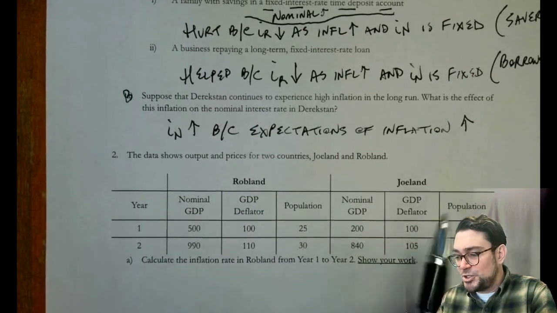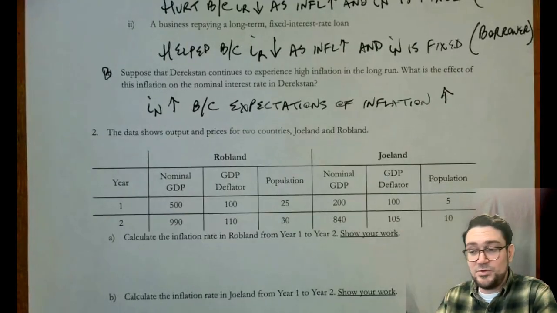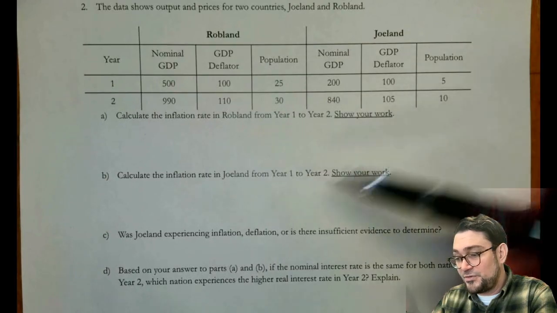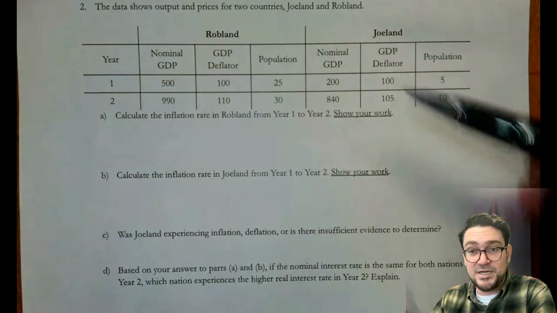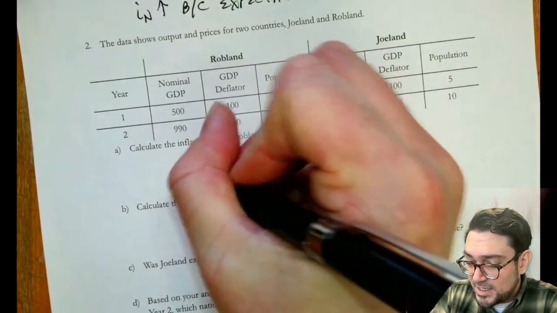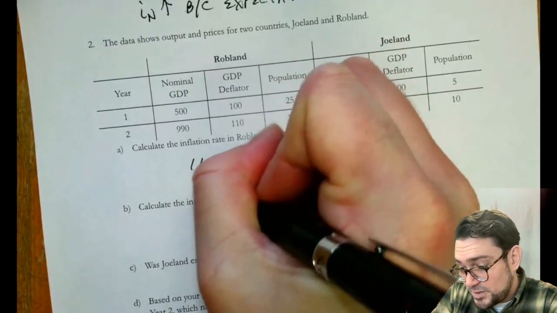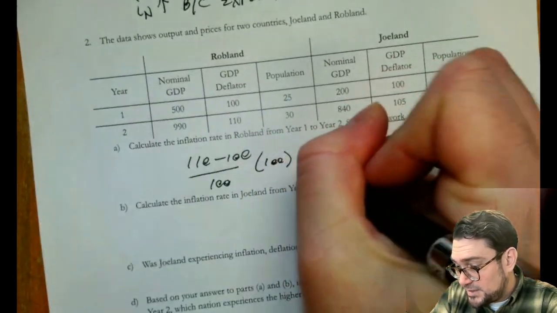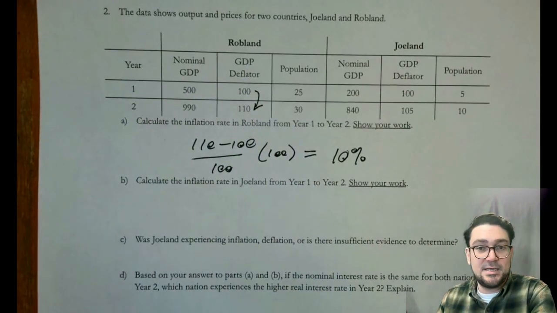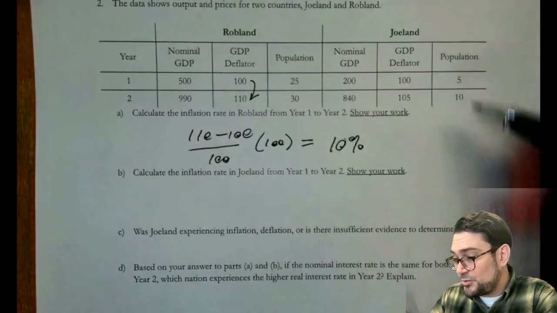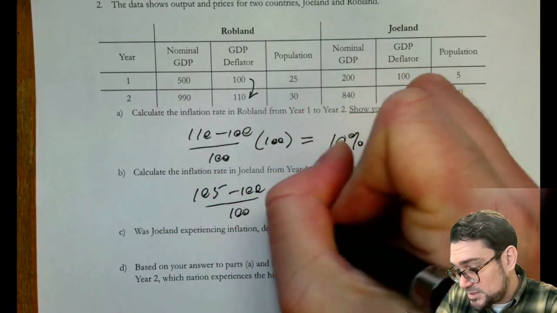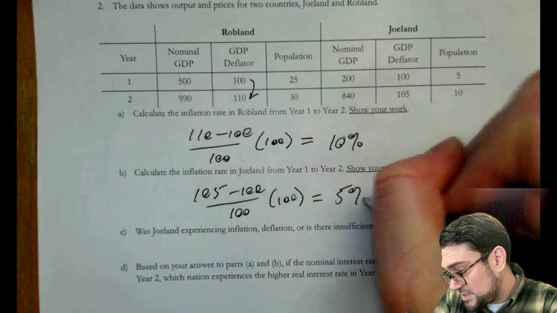Data and prices for two countries, Joe Land and Rob Land. It should look very similar to when we did something very similar with GDP. Calculate the inflation rate in Rob Land from year 1 to year 2. So to do that, we can actually use the GDP deflator. These could be CPIs or they could be GDP deflators. We're going to use the deflator for it since that's what we have. 110 minus 100 over 100, times 100. And so that is equal to 10%. And again, I'm just doing what's that rate of change between 100 to 110. Inflation rate in Joe Land from year 1 to year 2 is 5% for similar reasons.